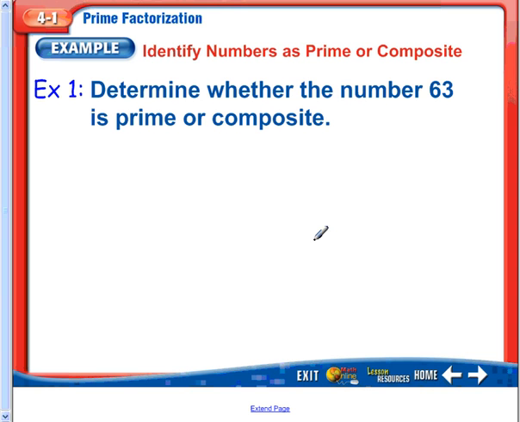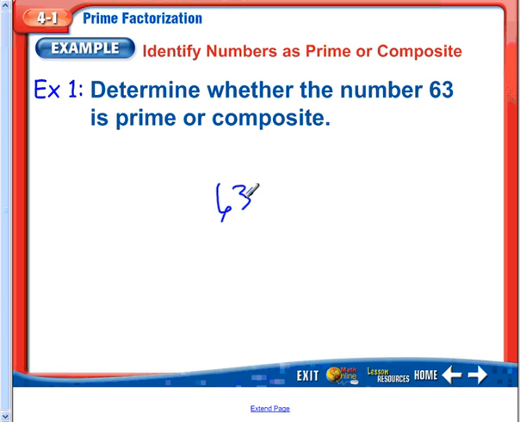For example number 1, we just need to determine whether the number 63 is prime or composite. So we don't need to do anything with it, but we want to identify whether it is prime or composite. So let's take the number 63. The question is, can something other than 1 or 63 divide into this number?